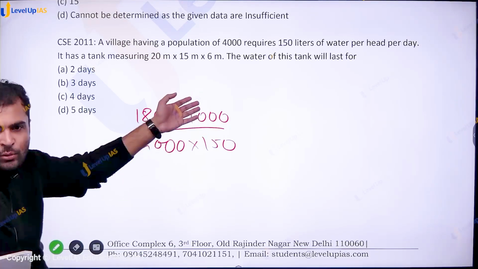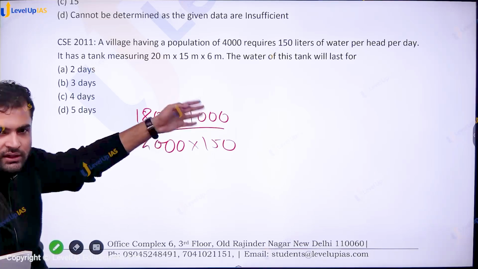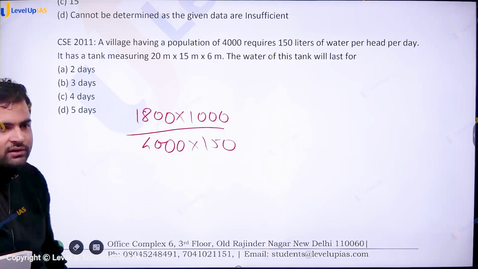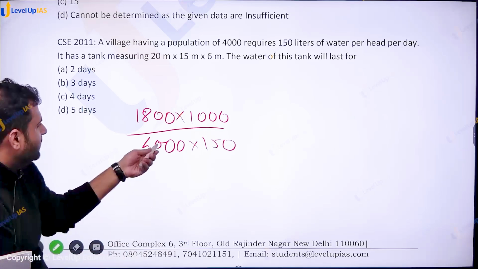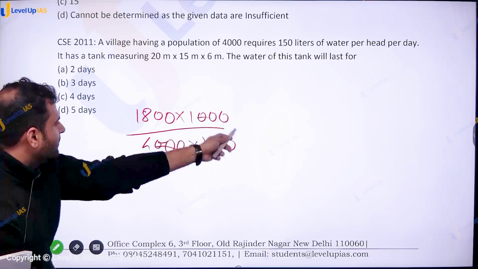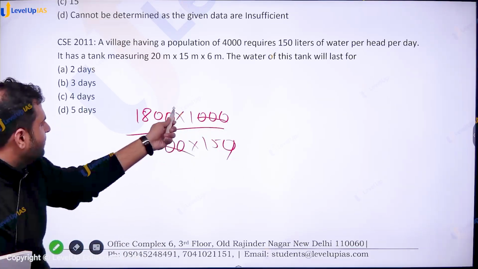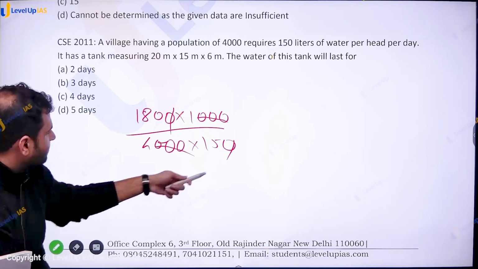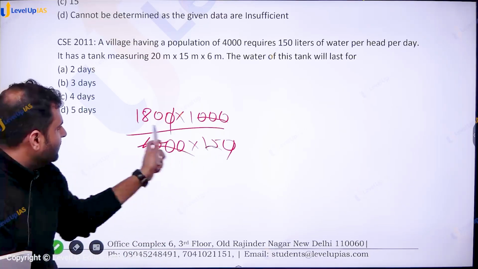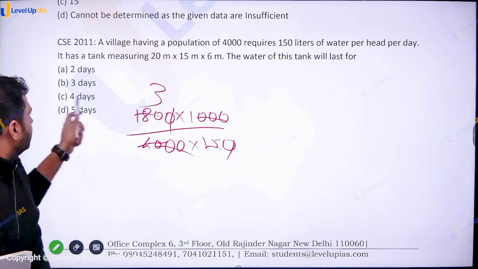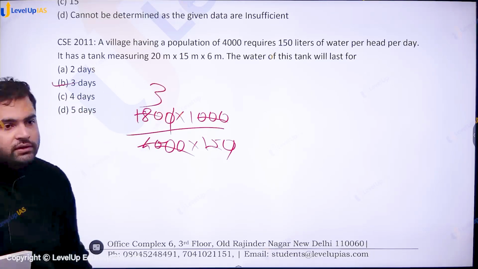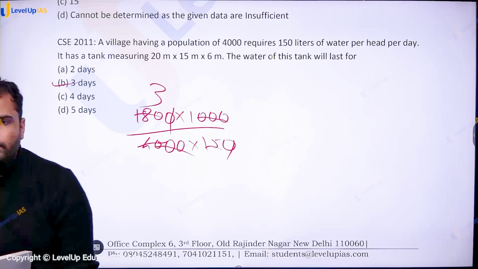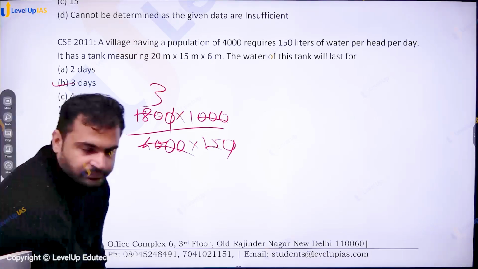This is how much water we have available. इतना है, इतना रोज चाहिए. कितने दिन चलेगा? इतना 3 दिन चलेगा वो. Yes, Manisha, correct. Simple.